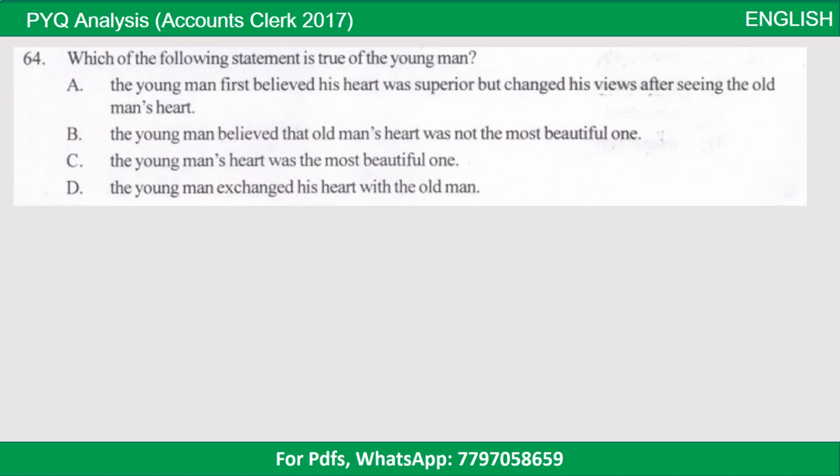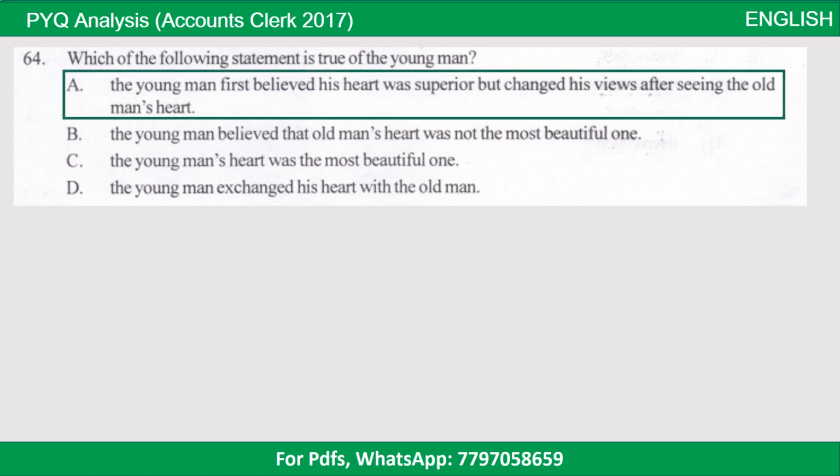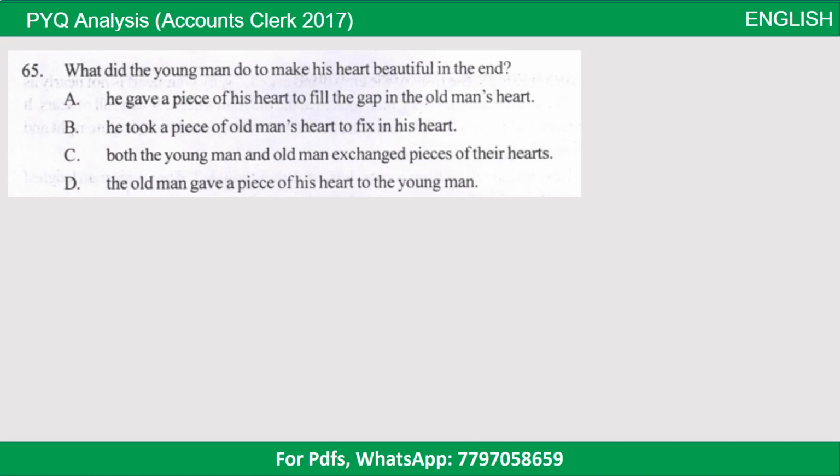Which of the following statements is true of the young man? Option A is the young man first believed his heart was superior but changed his views after seeing the old man's heart. Option B is the young man believed that old man's heart was not the most beautiful one. The young man's heart was the most beautiful one. Option D, the young man exchanged his heart with the old man. So here the most appropriate option would be option A. First, he believed that his heart was superior but changed his views after seeing the old man's heart. So we can go with this one, option A.